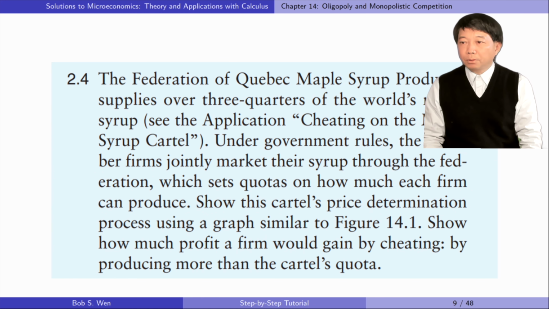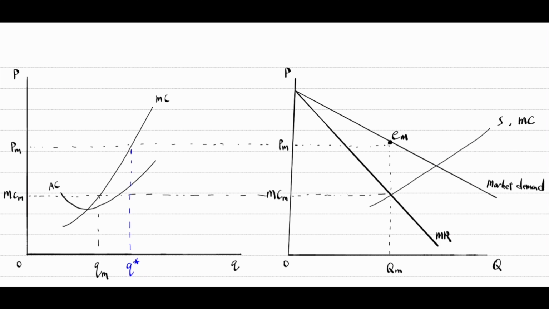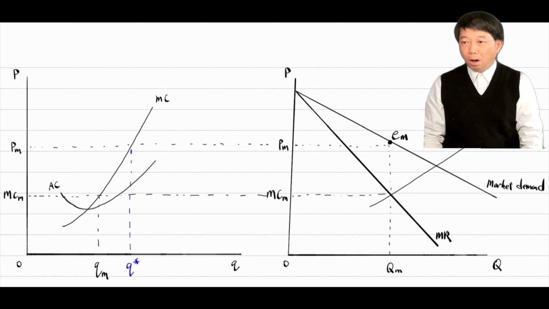Let's find answers to exercise 2.4. We will show the cartel's price determination process using a graph similar to figure 14.1. Show how much profit a firm would gain by cheating, by producing more than the cartel's quota. The cartel operates like a monopoly.